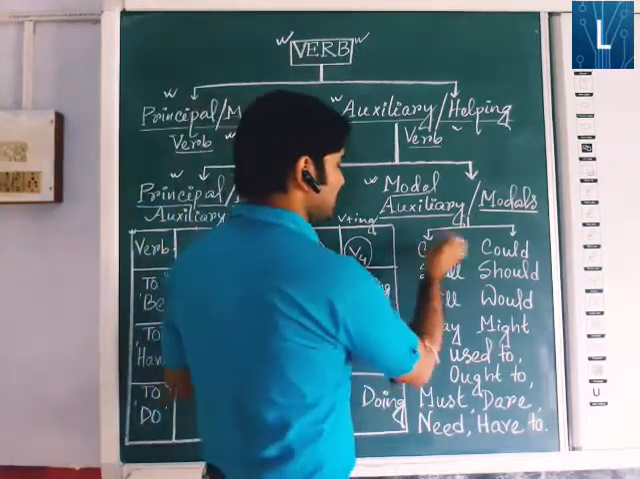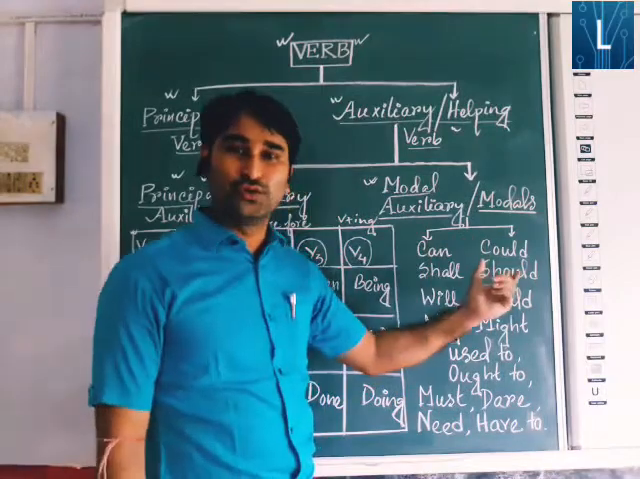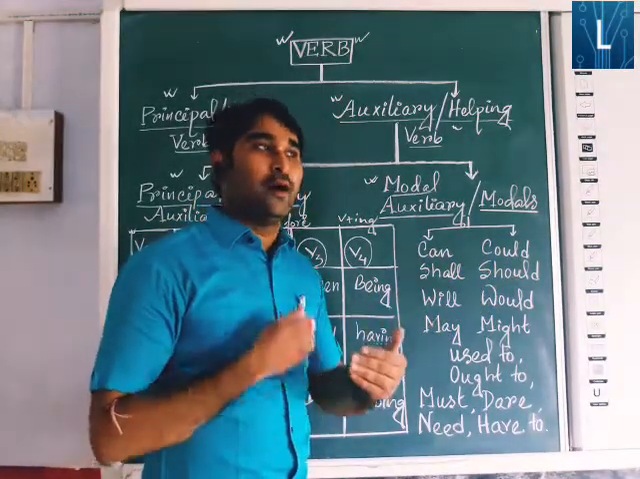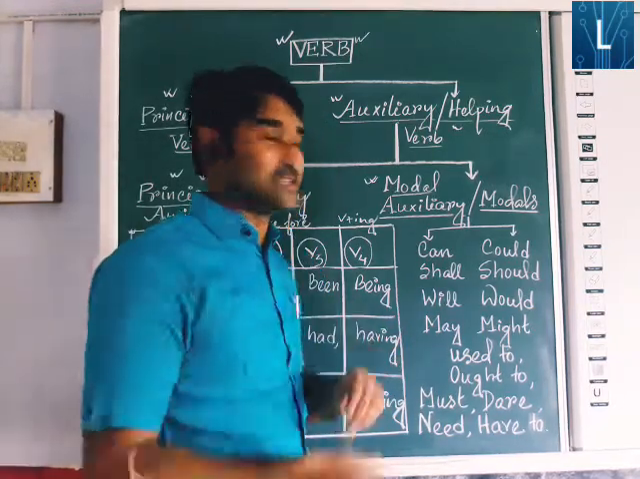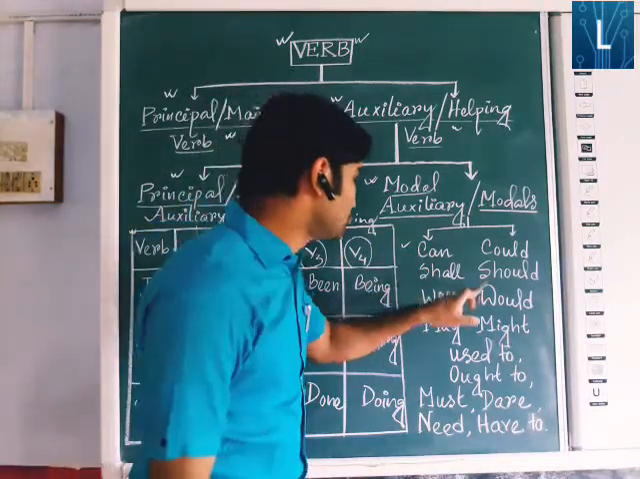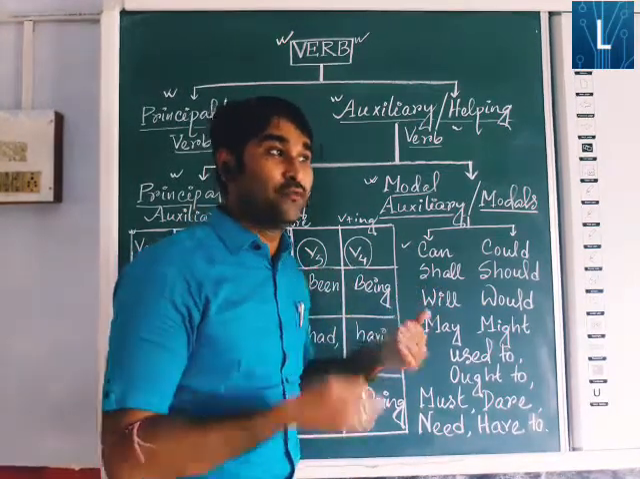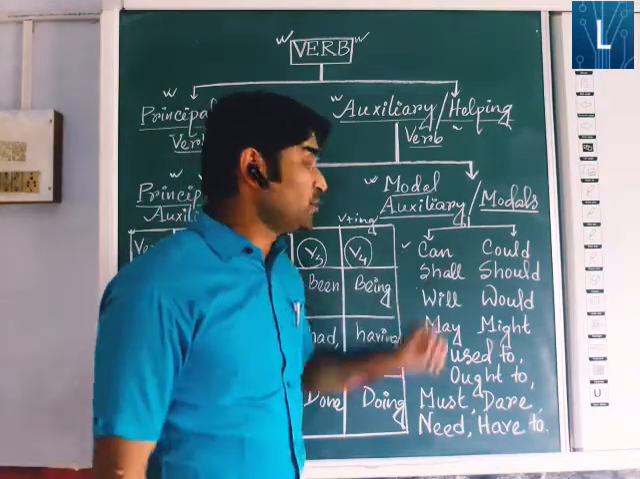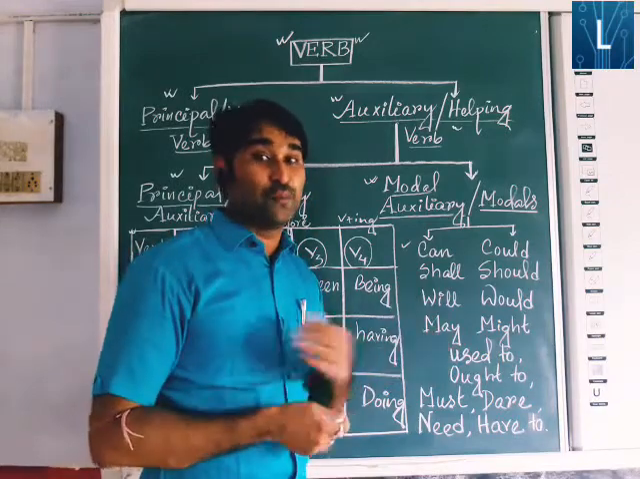Now we are moving towards the divisions of them. Some of the modal auxiliaries are can and could. Can and could will be used in case of ability and sometimes permission, asking permission, and possibility also. Shall and should: shall will be used in the case of future, shall or will in the case of future, and should will be used in case of advice and some suggestions or propositions like that.